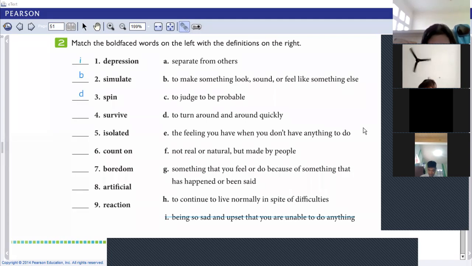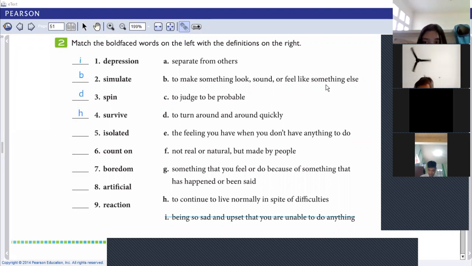What is 4? Gracia? H, miss. Yeah, H. To continue to live normally in spite of difficulties. Yeah, H. 5, isolated. Karina, what is that? A, separate from others. Yeah, separate from others. Good, thank you.